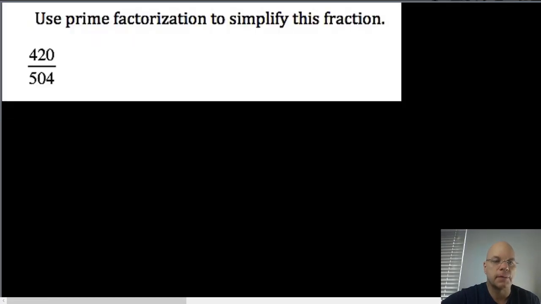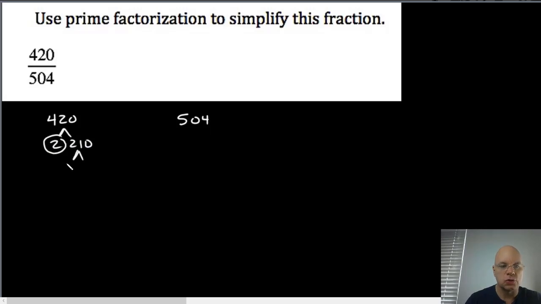Problem 14. Use prime factorization to simplify this fraction. So I need the prime factors of 420 and the prime factors of 504. 420 is 2 210s. 210 is 2 multiplied by 105. I can't use any more 2s, but 105 is divisible by 3 because 1 plus 0 plus 5 is 6, and 6 is a multiple of 3. It's 3 35s, and 35 is 5 7s.